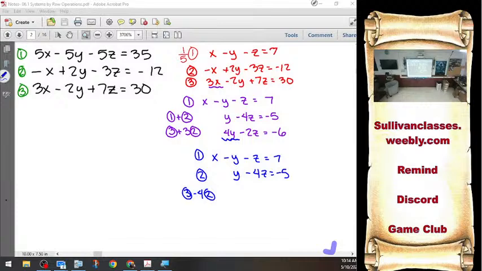Wouldn't the x cause problems? Okay. I could use 4 times equation 1, but if I did, I would be dropping a 4x into the spot that I just vacated.